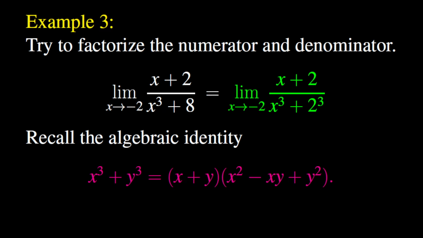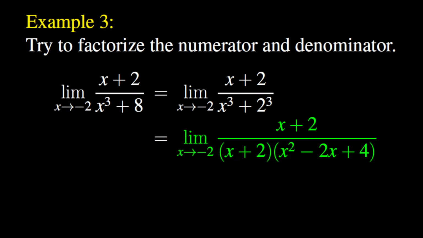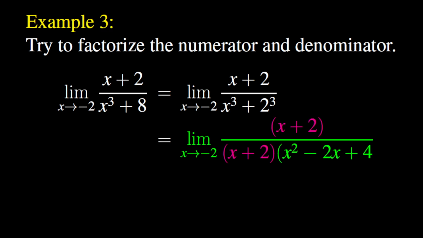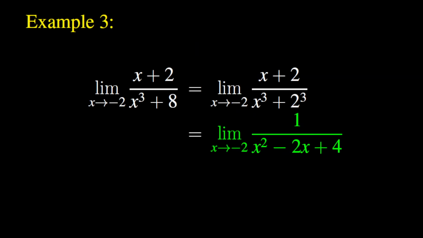Since the denominator is a sum of cubes, we need to use the important algebraic identity about the sum of two cubes. Note that, x cubed plus y cube equals x plus y, times x square minus xy plus y square. Using the algebraic identity, we factorize the denominator as x plus 2, times x square minus 2x plus 4. We clearly see that x plus 2 is the common factor that appears on both the numerator and the denominator. Thus we simplify x plus 2 and obtain a new simpler expression. The newly simplified expression is the fraction 1, divided by x square minus 2x plus 4.